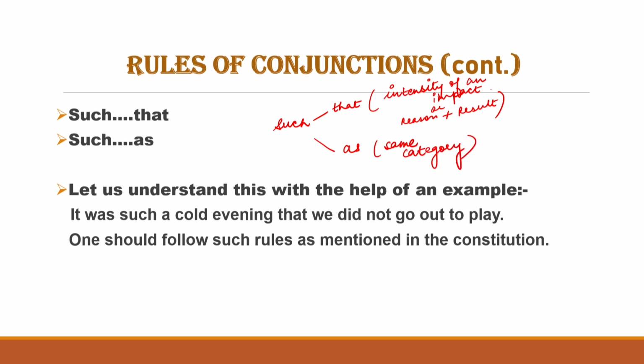So now let us understand this with the help of an example. It was such a cold evening that we did not go out to play. So we did not go out to play. So this is basically the result, or you can say the intensity of an impact. Next, one should follow such rules as mentioned in the Constitution. So is the difference clear?